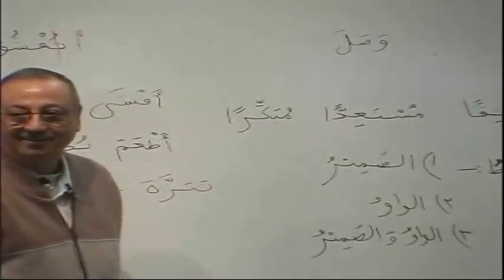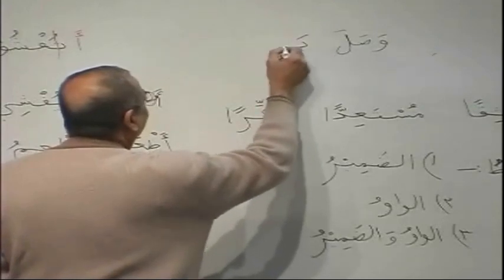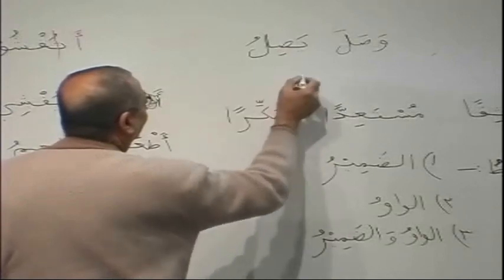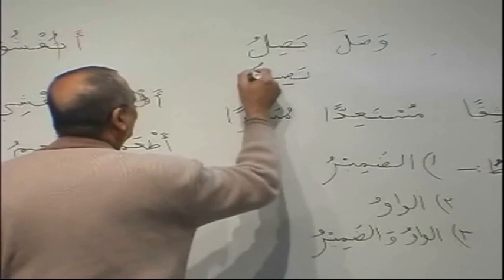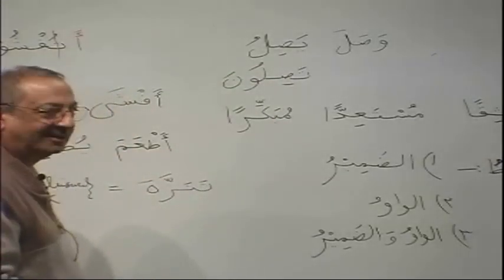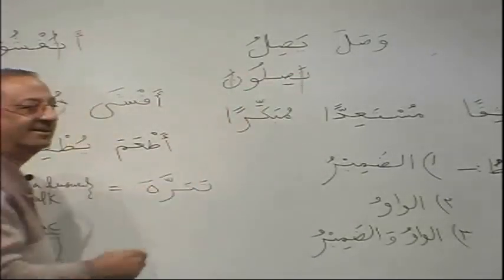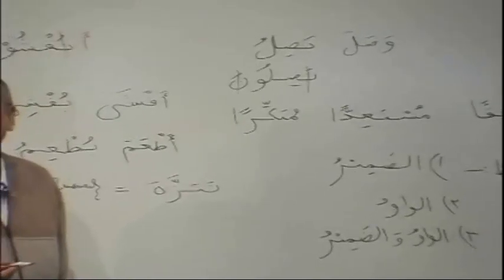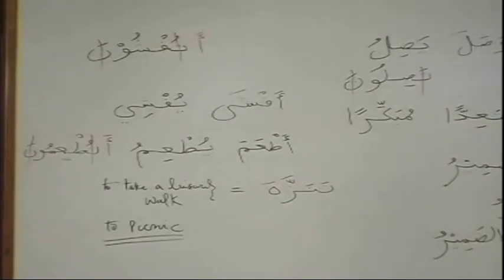What is the verb? Wasala. And what is the mudari'? Yasilu. Now I say tasiluna. Brother Hassan, how many chops? 2. Do I need anything? No. I can pronounce it. So it is silu. What is it? Silu. Silu.